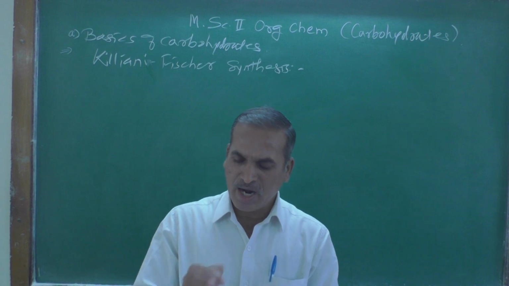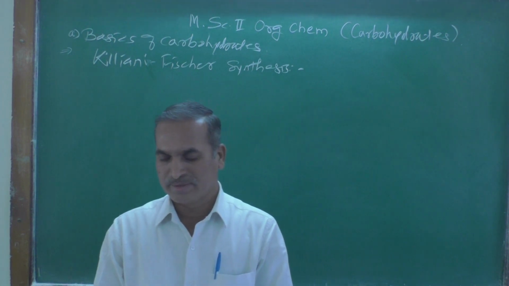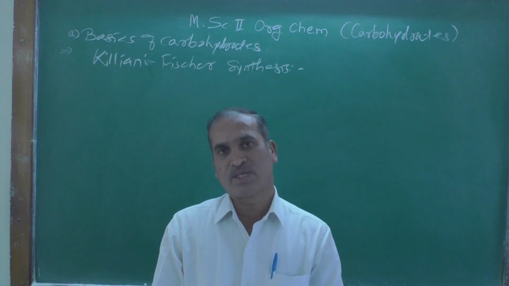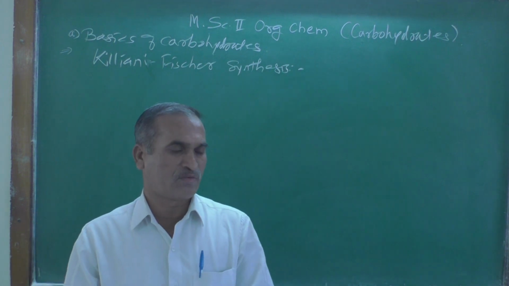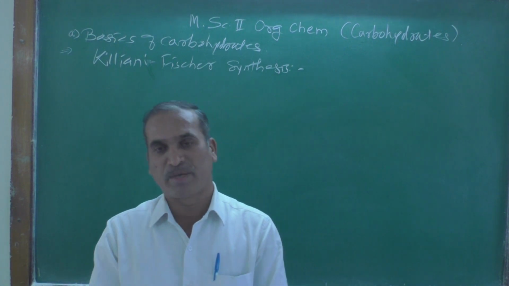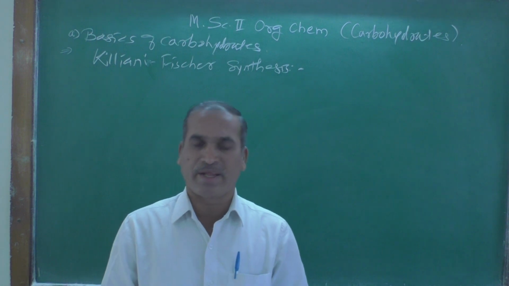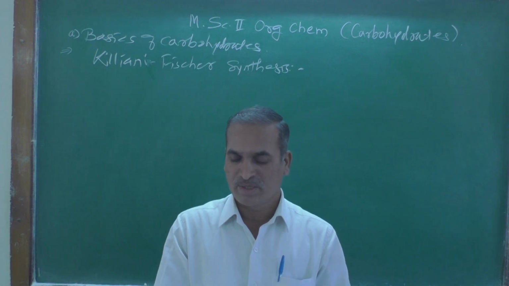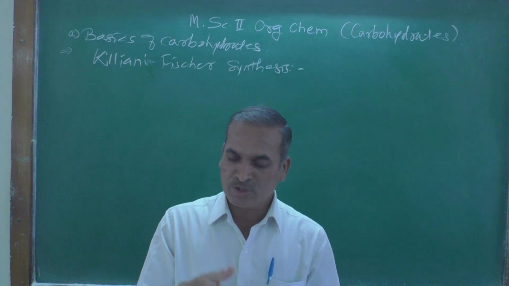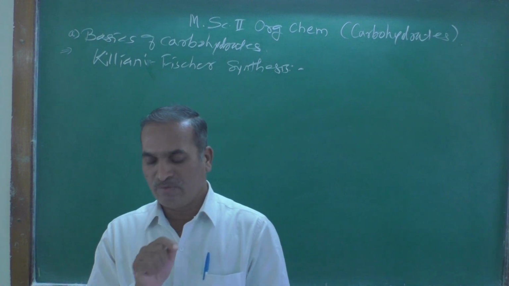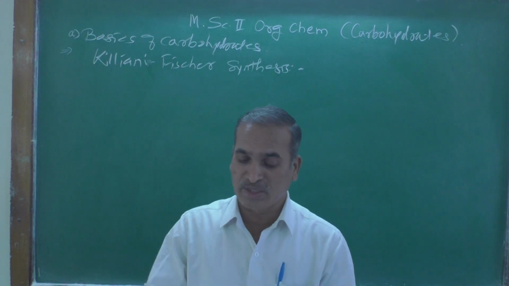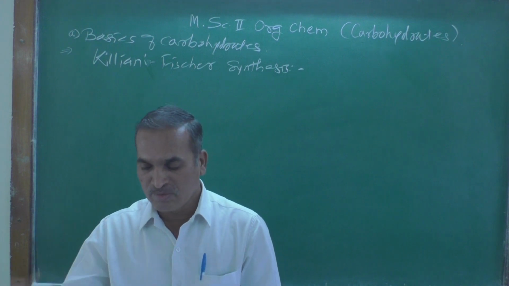And if we start with L-glyceraldehyde, then we get D-threose and L-erythrose. Observations: what are the observations drawn from this synthesis? Number one, in the initial reaction with D-glyceraldehyde, two cyanohydrins are formed in which the configuration at the carbon atom adjacent to the cyanide group is reversed.